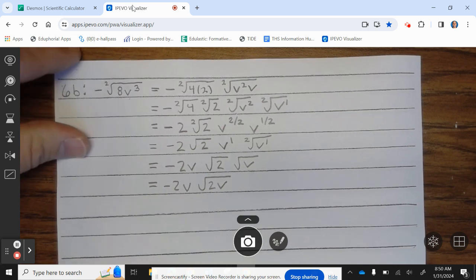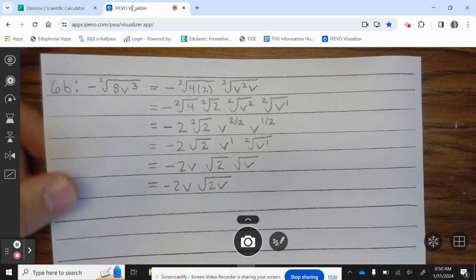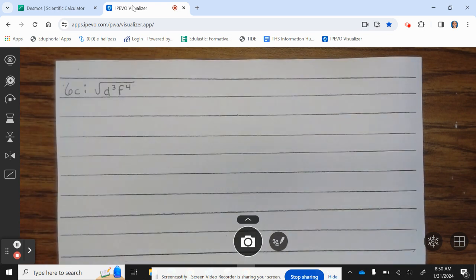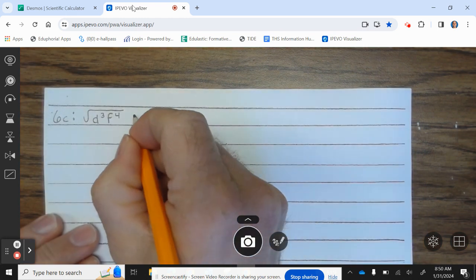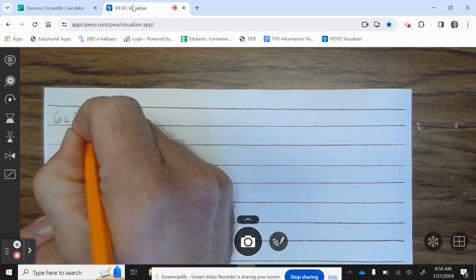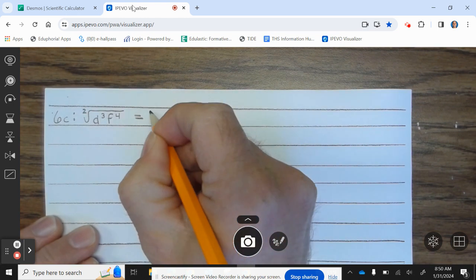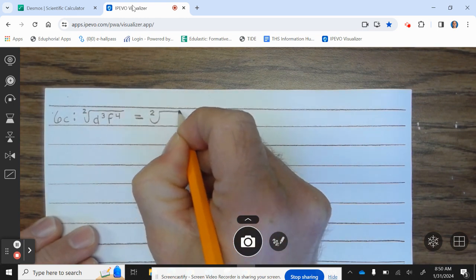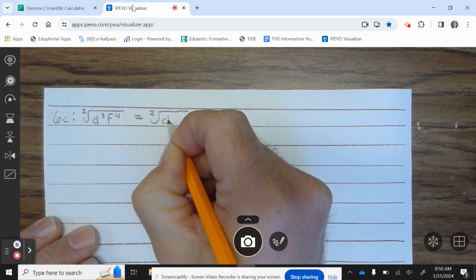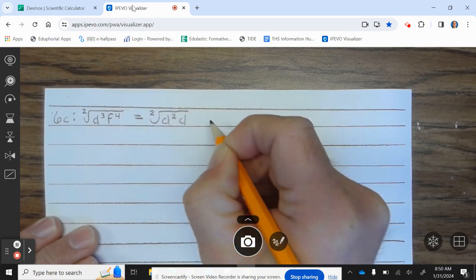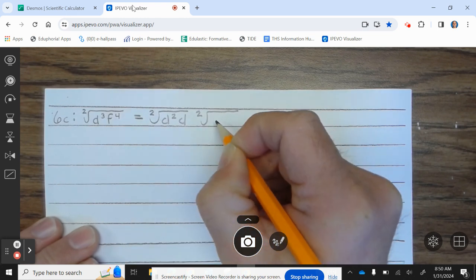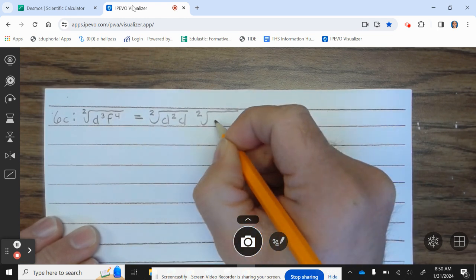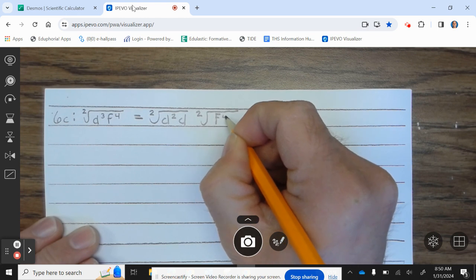All right, let's take a look at the next page. C. So remember, this is the second root. We can rewrite d cubed as d squared times d, under the second root. We can rewrite f, we actually just leave it as f to the 4th.